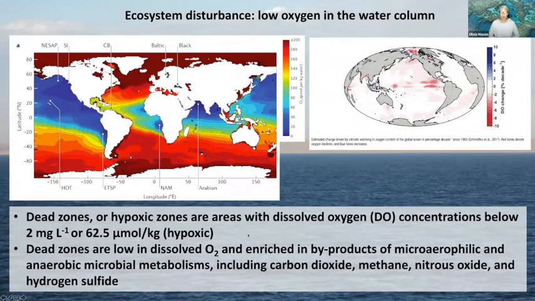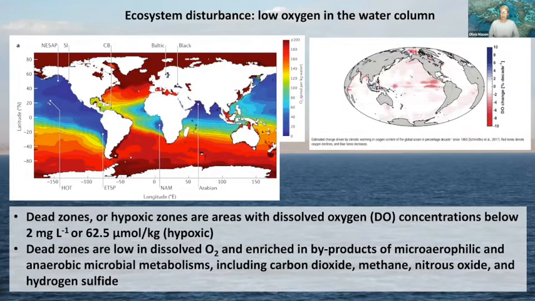So here are some terms that I said I would define. What is a dead zone or a hypoxic zone? These are areas with dissolved oxygen, or DO, concentrations that are below 2 milligrams per liter, or 62.5 micromoles per kilogram. So those would be dead zones or hypoxic zones. Dead zones are low in dissolved oxygen, but they are also enriched in byproducts of microaerophilic microbes, which carry out their reactions at lower oxygen concentrations, and those that carry out their microbial metabolisms under anaerobic conditions, which is where you have no oxygen present.